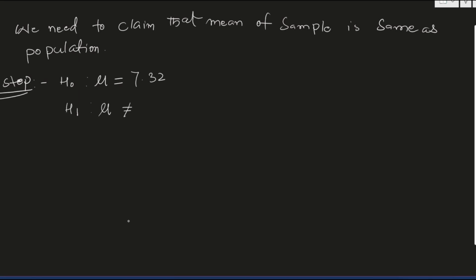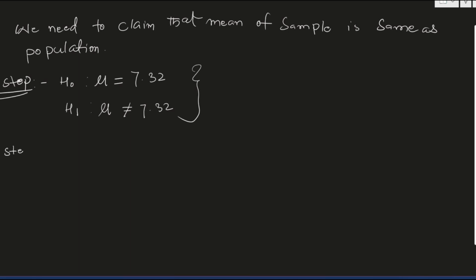And in the alternate hypothesis, we'll say that no, it is not going to be same. So basically what we are claiming is that the mean of the sample is same as that of the population. In that case the null hypothesis will say there is no difference, it is same. But the alternative hypothesis claims that no, it is not same, it is different.